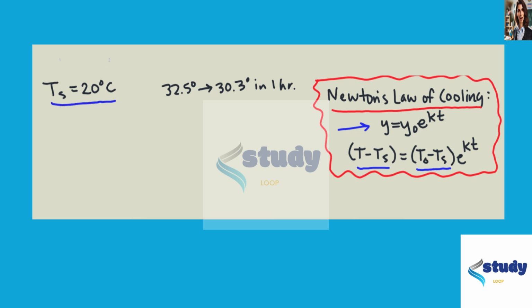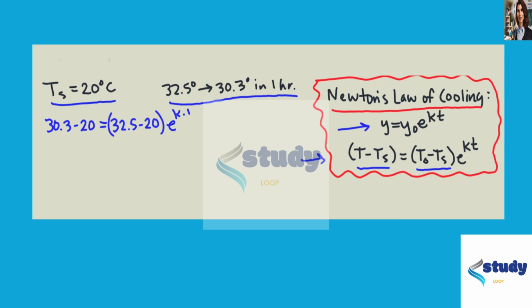So for this problem, we know the temperature of the surroundings is 20 degrees Celsius. And we're also told that the body temperature goes from 32.5 degrees to 30.3 degrees in 1 hour. So we can use that piece of information and our model and solve for k. So let's plug those numbers into our model. So we have 30.3 minus 20, final temperature minus surrounding temperature, equals 32.5 minus 20, initial temperature minus surrounding temperature, times e to the k times 1 for 1 hour.